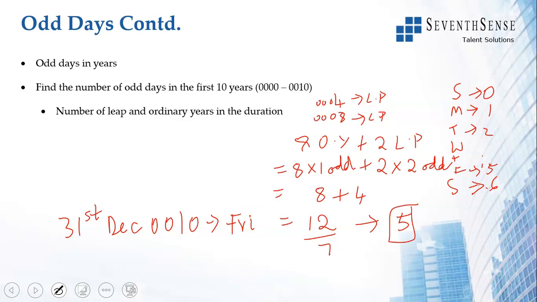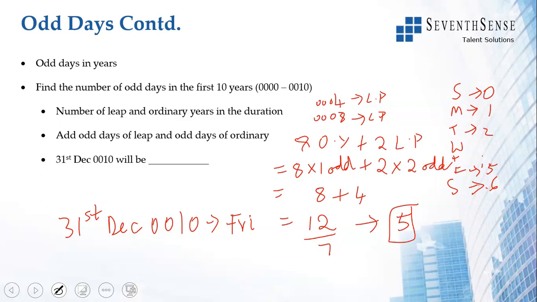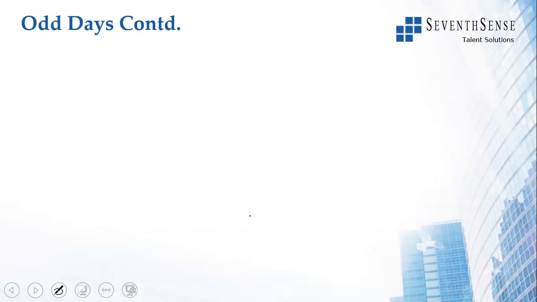That is because the number of odd days is 5. If the start of the week or the start of the calendar is not given, it is taken to be Monday. You add the odd days of leap, you add the odd days of ordinary, and then 31st December 0010 will be a Friday. Similarly, let's look at odd days in 20 years.